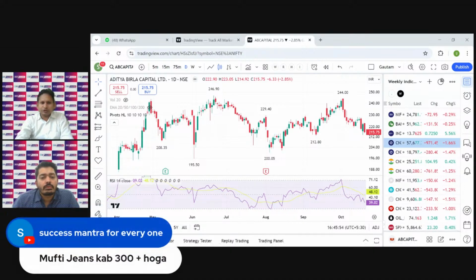Moving on to the next question on Mufti Jeans. When will the price be 300?